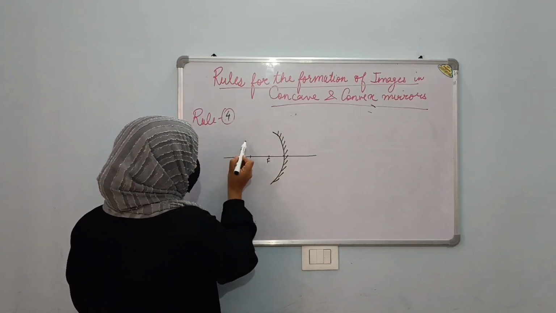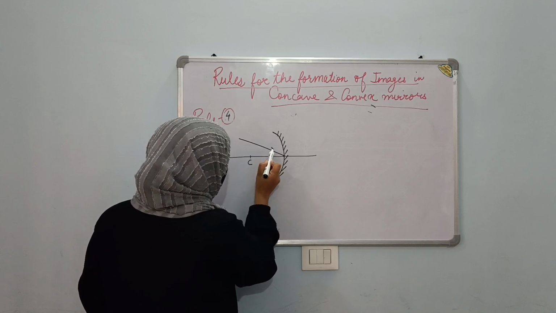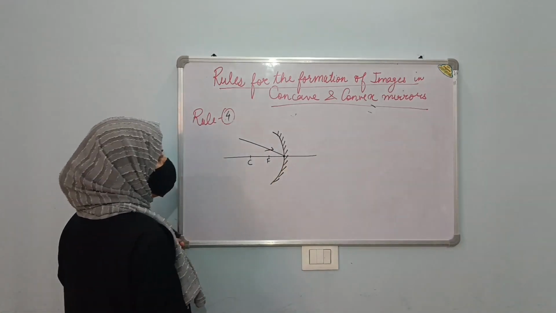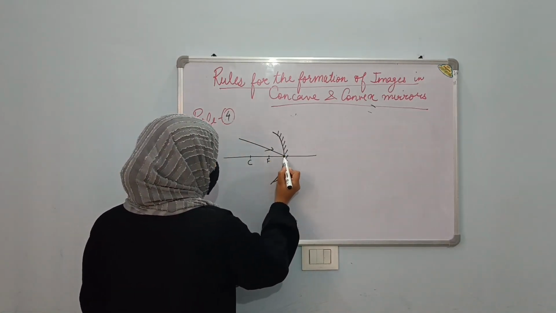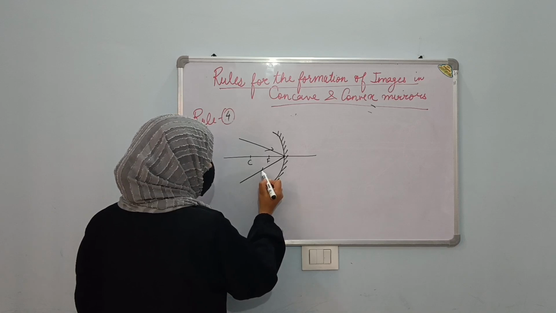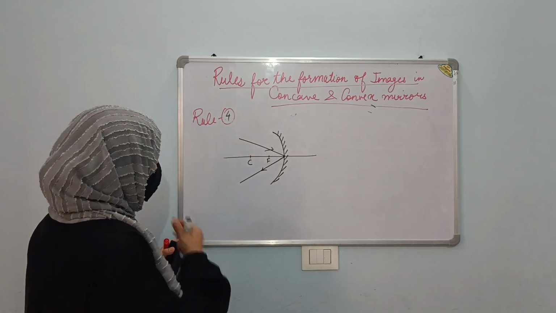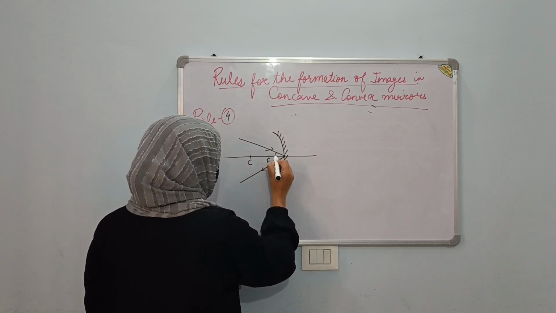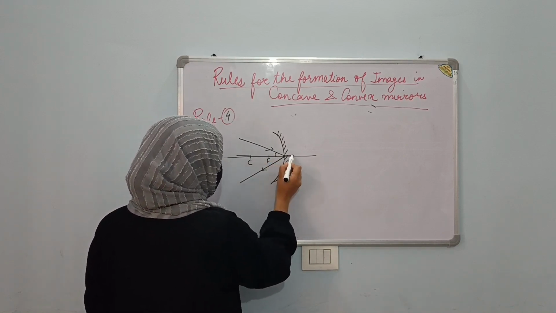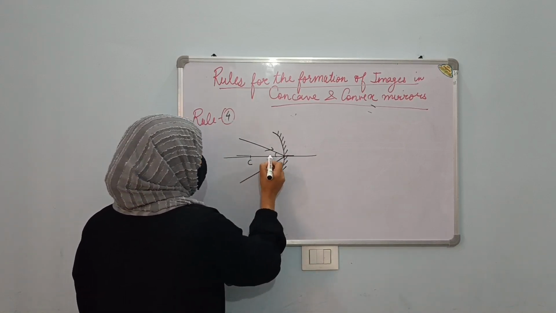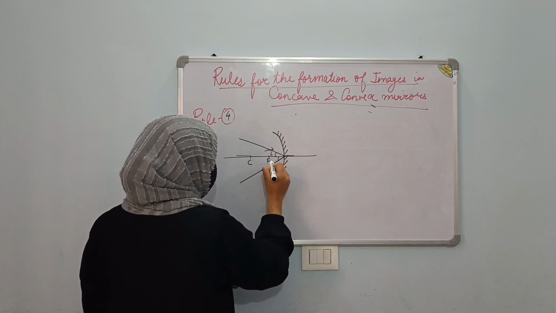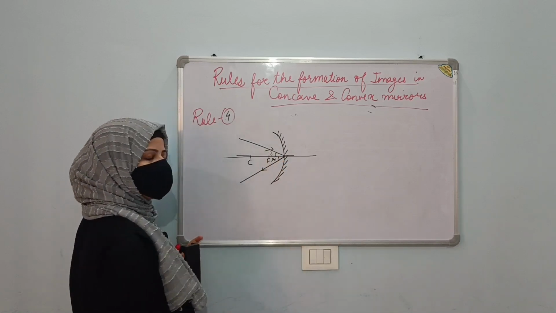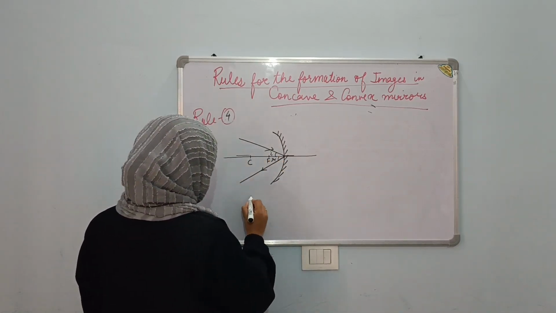Now, when a ray of light is incident obliquely just at the pole of the mirror, this is the pole, it will reflect back also obliquely. So this is the rule. Why? Because the law of reflection has to be obeyed. See, this principal axis is normal to this surface. So this is angle of incidence and this is angle of reflection, and both these angles are going to be same.